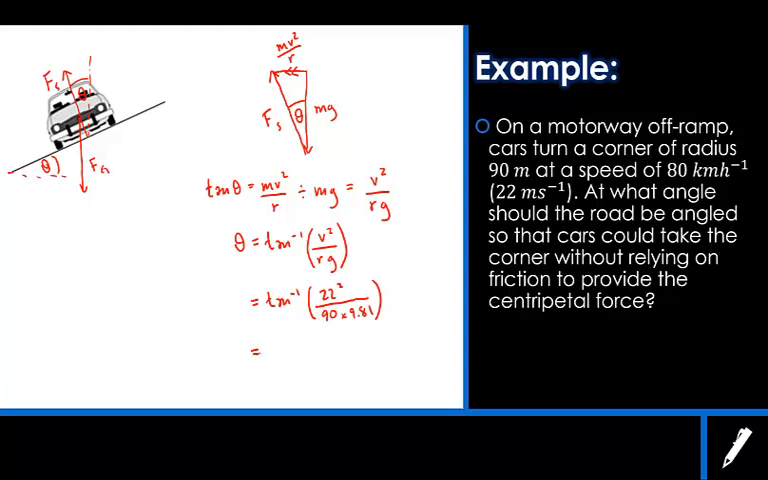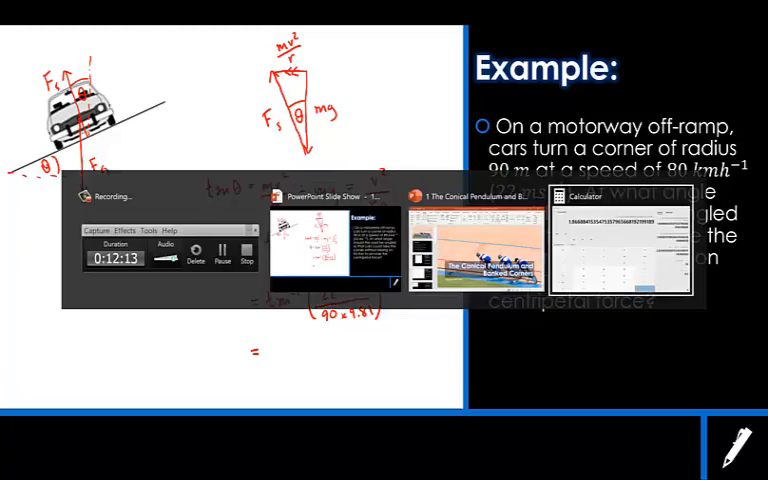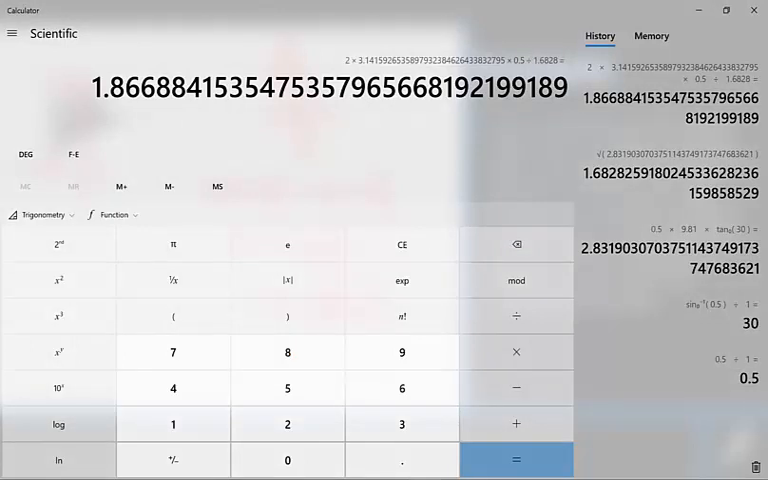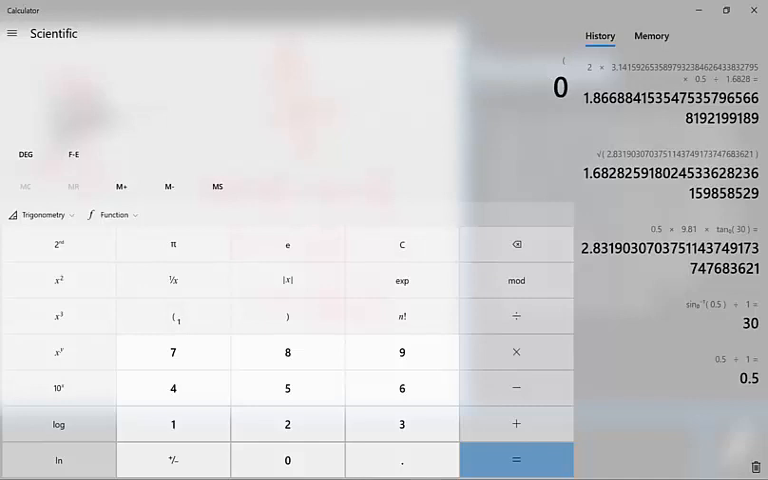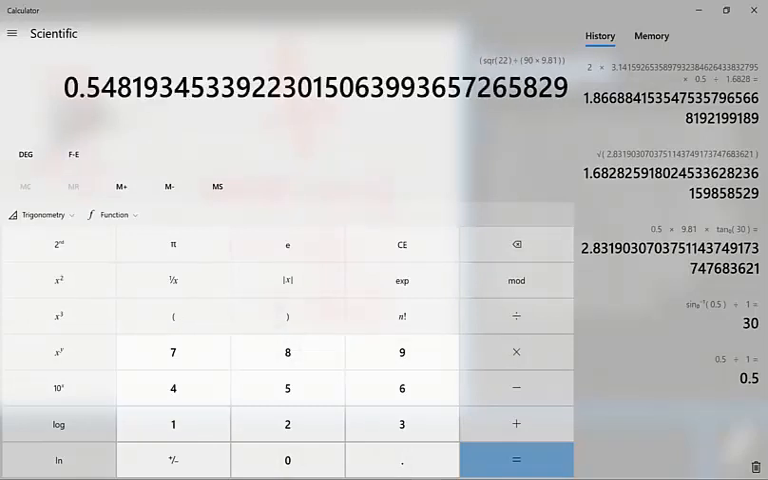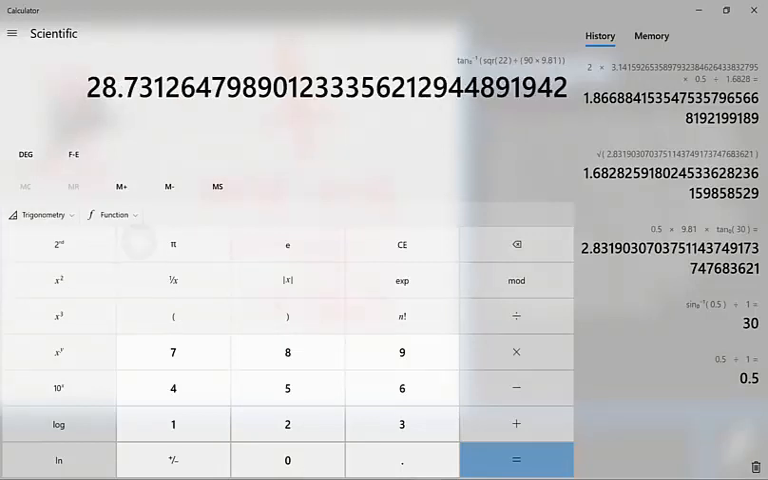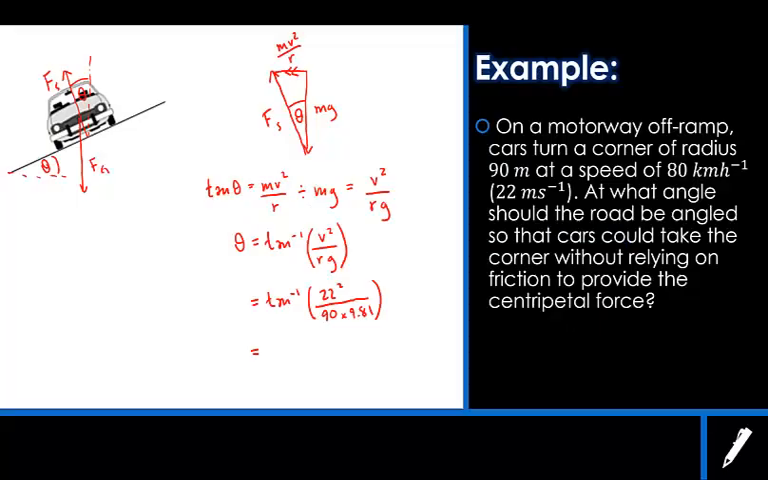And we find that the ideal angle of banking is, we want 22 squared divided by 90 times 9.81, and then all of that we want to take the inverse tan of, which gives us an angle of 28.7 degrees, or 29 degrees to two significant figures. It should be to two significant figures because all of our data here was given to 2.